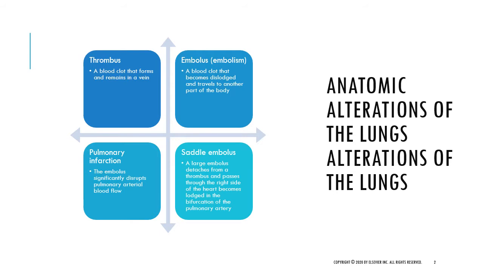A large saddle embolus is often quickly fatal because it can significantly block pulmonary blood flow from returning to the left ventricle and being pumped out to the systemic circulation. This is partially shown in a figure that we'll look at next.